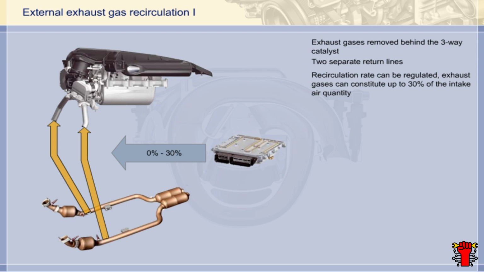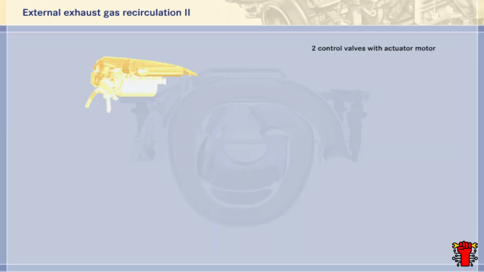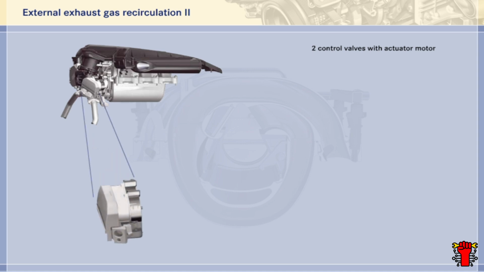Specifically, up to 30% of the intake air quantity can be made up of exhaust gas. The ME control unit regulates the recirculation rate in accordance with a map and as a function of engine load. Each of the two recirculation lines has a continuously variable valve with actuator motor. The valves and motors are combined into one single compact component.